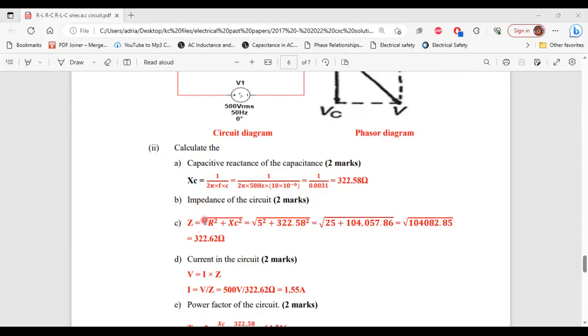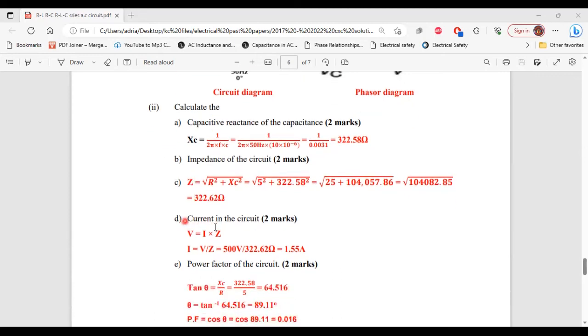For part B, it says to calculate the impedance of the circuit. So impedance Z is equal to the square root of R squared plus XC squared, equal to the square root of 5 squared plus 322.58 squared. That will equal the square root of 25 plus 104,057.86, equal to the square root of 104,082.86. So this is supposed to be 86, not 85. So that is equal to 322.62 ohm.